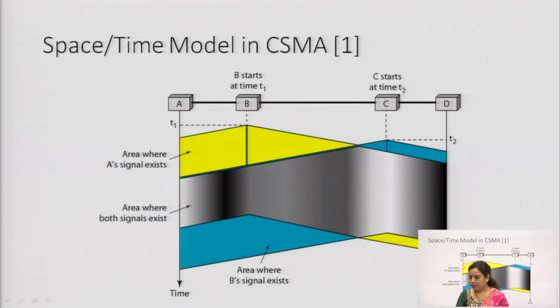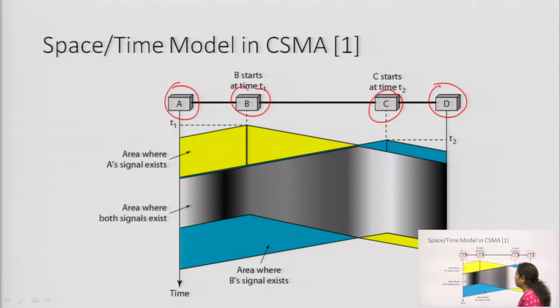Now, next is the space and time model in CSMA. What is the space and time model? Just see this diagram clearly with more concentration. There are 4 stations, that is station A, station B, station C and D. A is the source, D is the destination, and B, C are the intermediate stations which are connected in a network.